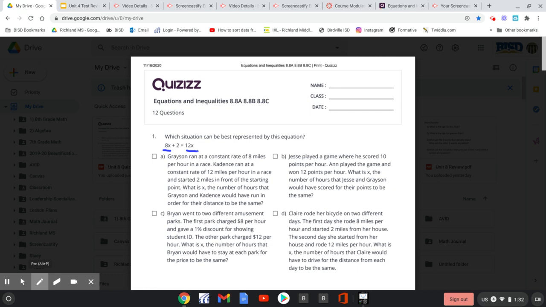So we know Grayson ran at 8 miles per hour. Okay, there's our X. So we have 8X. That's perfect. And Cadence ran at a constant rate of 12 miles per hour, which is great. But she started at 2 miles. So that's not going to work for us because we need it with 8X plus 2. So that's not going to be our answer. Let's look at the next one.